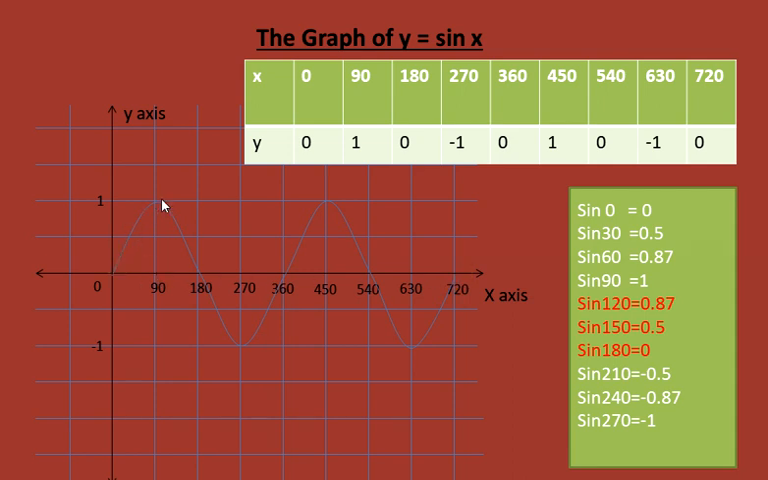The curve from 0 to 360 and the curve from 360 to 720 are both the same. That is, the graph repeats itself every 360 degrees. That means the graphs from 0 to 360 and from 360 to 720 are the same. This is the sine graph.